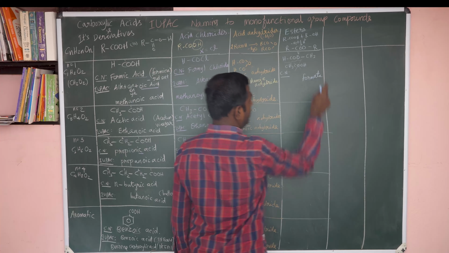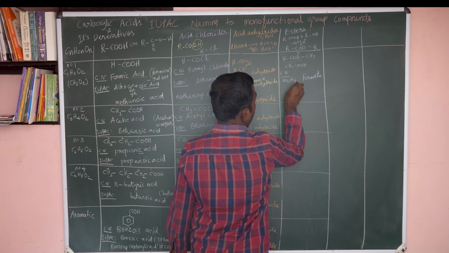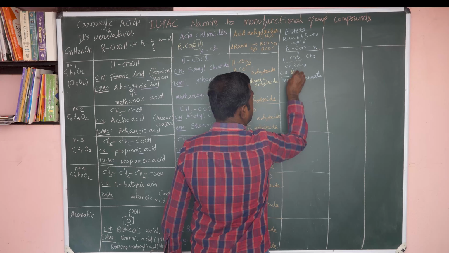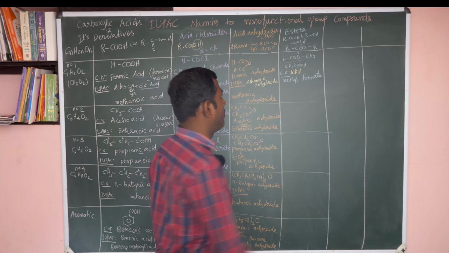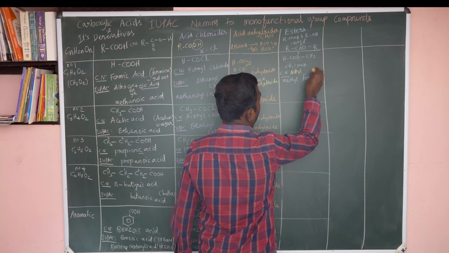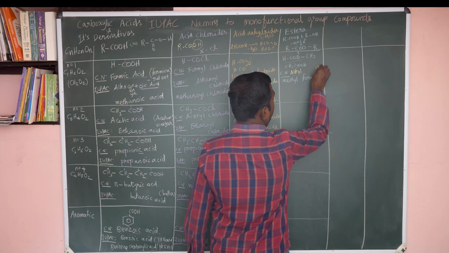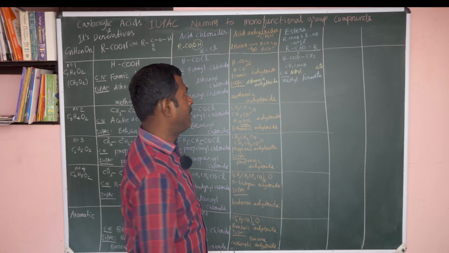In acid chlorides, "ic" is replaced by "yl" in the common name. Like that, here the "ic" is replaced by "ate". So this is formate, and the alcohol is methyl. So methyl formate. In the common name for esters, first the alkyl is written, from the alcohol part, followed by the acid name ending with "ate".